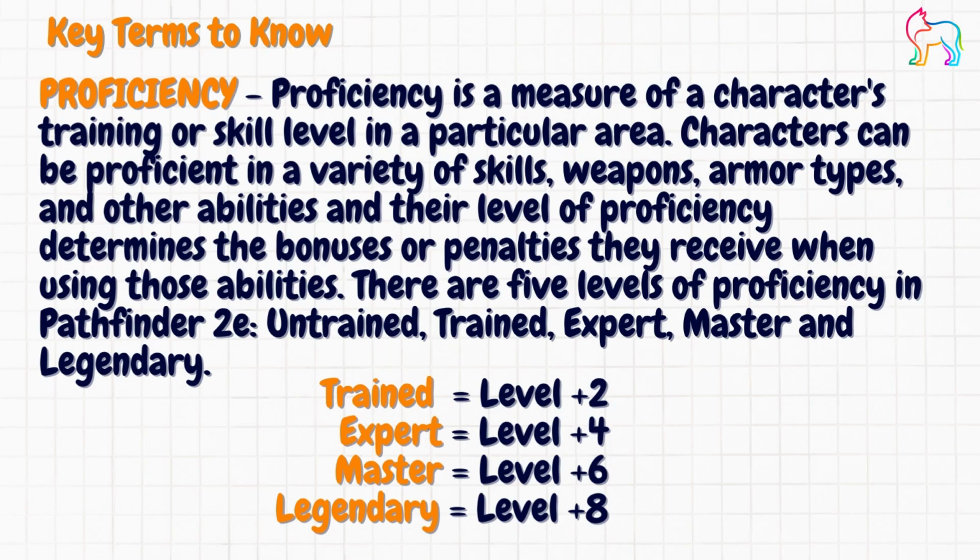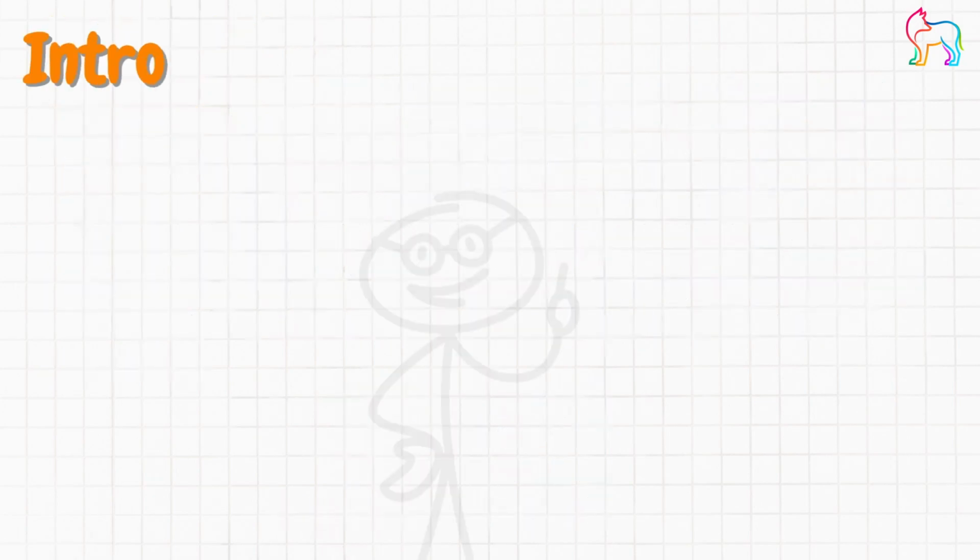Expert means the character has extensive training in the skill or ability and receives a proficiency bonus equal to their level plus 4. Master means the character has achieved a high level of mastery in the skill or ability and receives a proficiency bonus equal to their level plus 6. And legendary means that the character is almost without peer in that skill or ability and receives a proficiency bonus equal to their level plus 8.